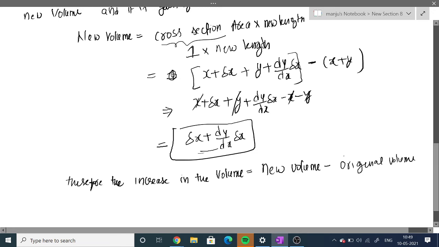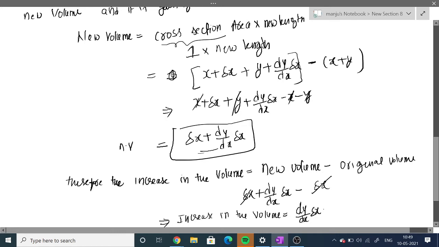New volume minus original volume. So what is the new volume? New volume is equal to delta x plus dy by dx into delta x, minus the original volume, which is delta x. So delta x cancels. So the increase in the volume is equal to dy by dx into delta x. So this is the increase in the volume.